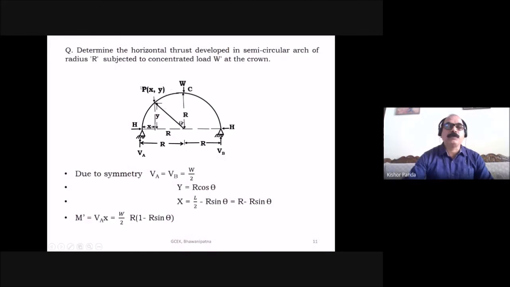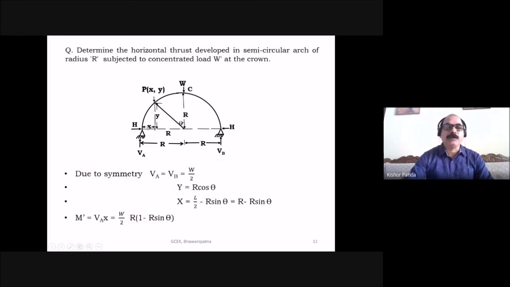So what is the coordinate P(X, Y)? This is at an angle theta from this vertical line, from the rise. So this is at an angle theta, take this as the point P, at coordinates X and Y. So this is the point.